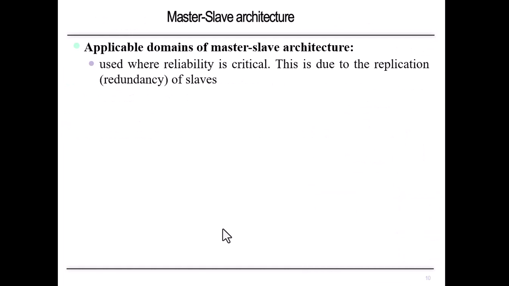The application domains of master-slave architecture are where reliability is critical. This is due to the replication, repetition or redundancy of the slave. So mostly it is followed in system architectures. And remember that system architecture, or hardware architecture, does not mean that it is not software oriented. The question arises why this is included in software architecture.